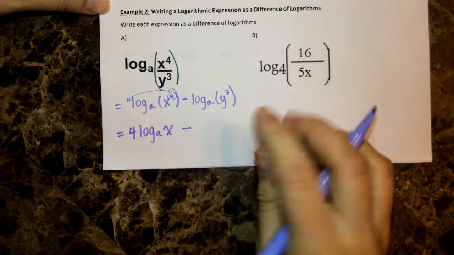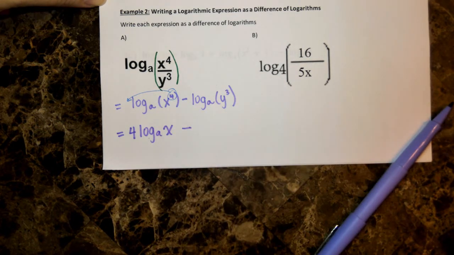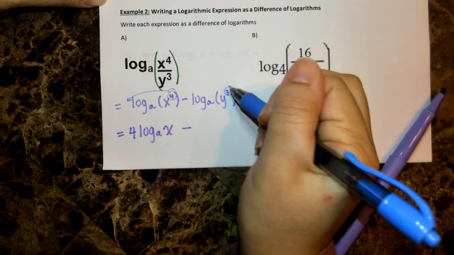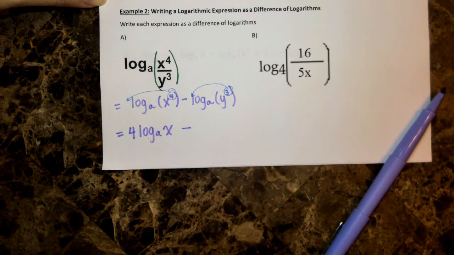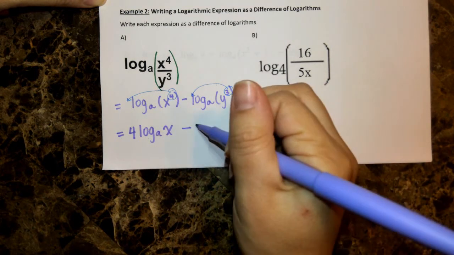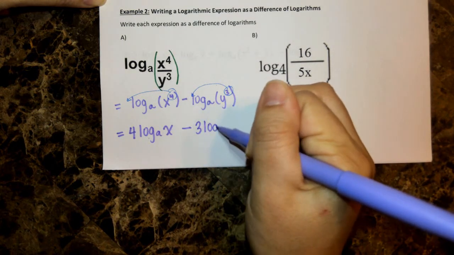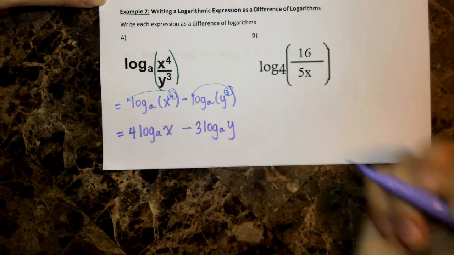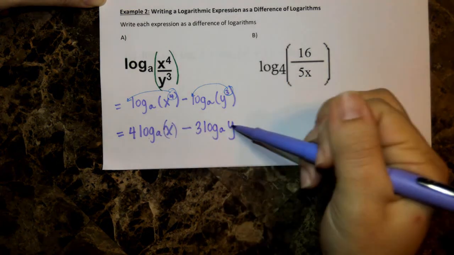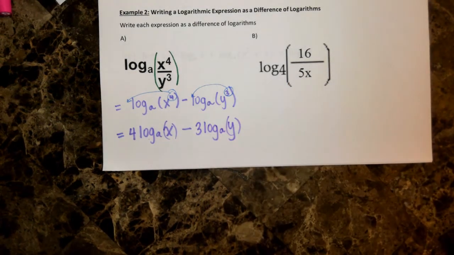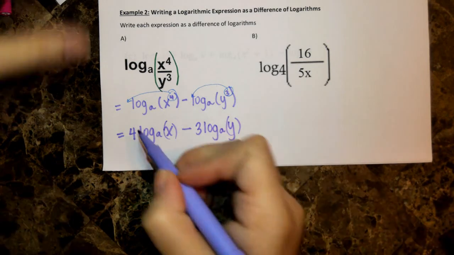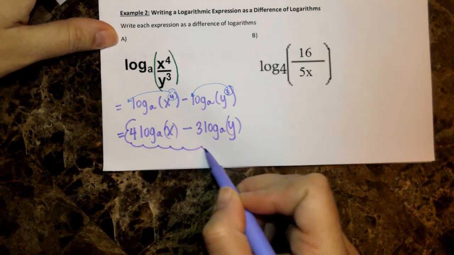Subtract. Now y to the 3rd, that also has an exponent written on it. So I'm going to do the same thing. I'm going to take that exponent and I'm going to move it as a coefficient of the logarithm. And it'll become 3 times log base A of y. You can leave parentheses if you want to. It's up to you. And there we go. And this is our fully simplified form.